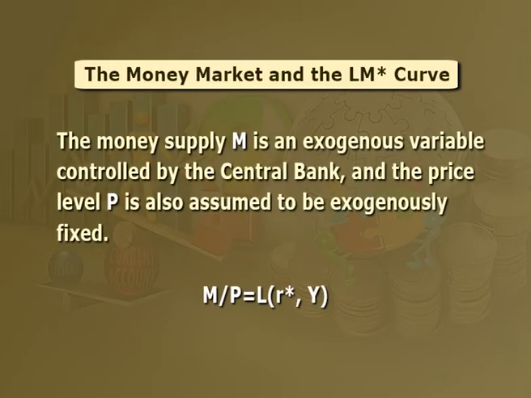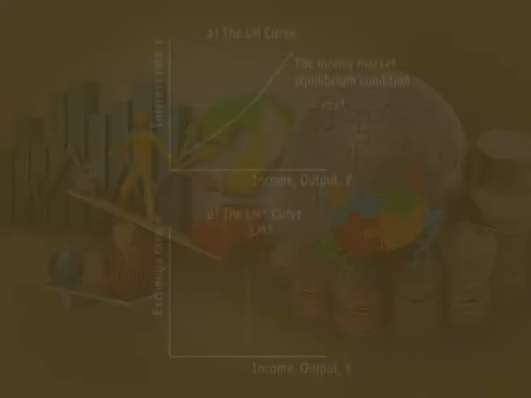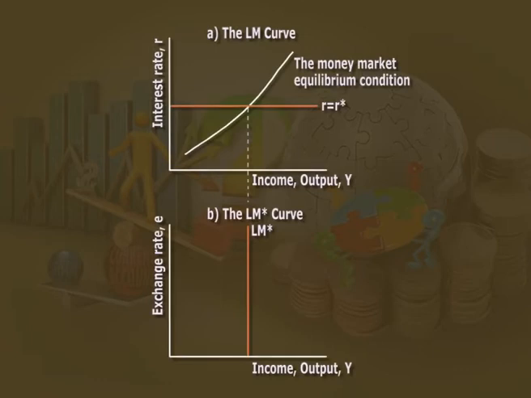The money supply, denoted by M, is an exogenous variable controlled by the central bank, and the price level P is also assumed to be exogenously fixed. So, the equation becomes M divided by P is equal to L, which is now a function of r star comma capital Y. The following diagram has two panels, panel A and panel B.